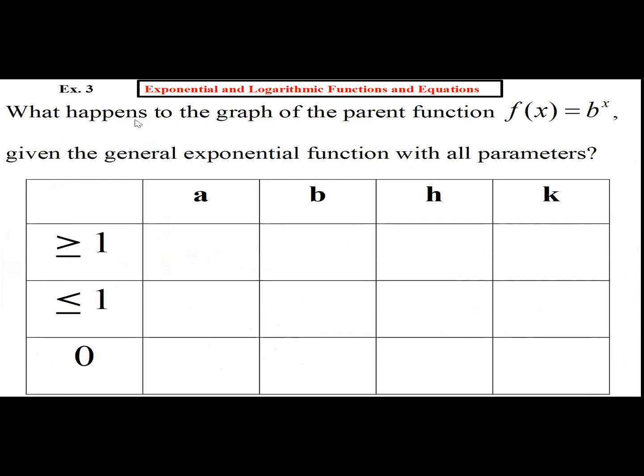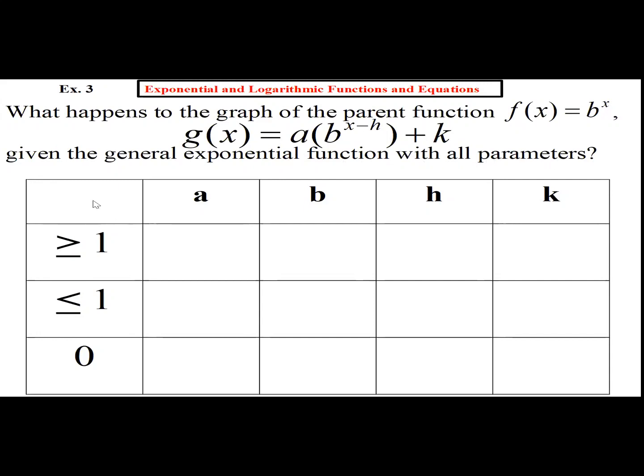Copy this table, please. It says, example 3: what happens to the graph of the parent function f of x equals b to the exponent of x, given g of x equals a times b to the exponent of x minus h plus k? Give the general exponent function with all the parameters.